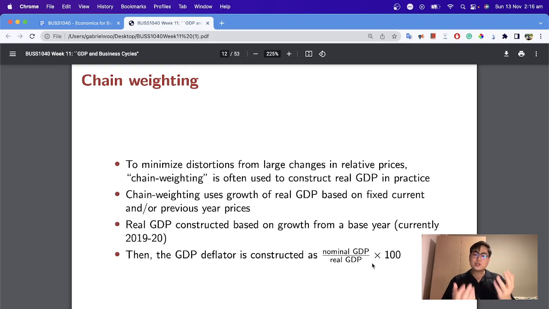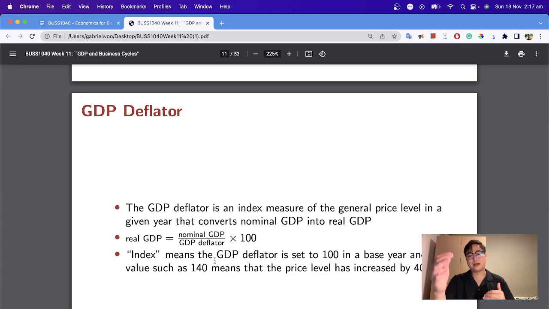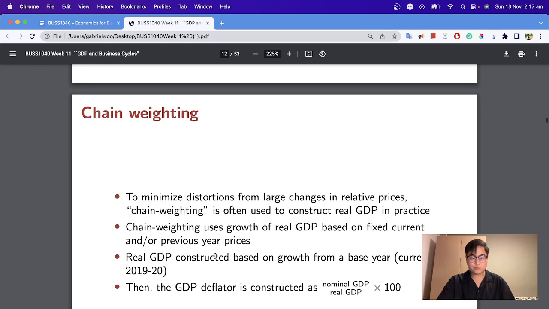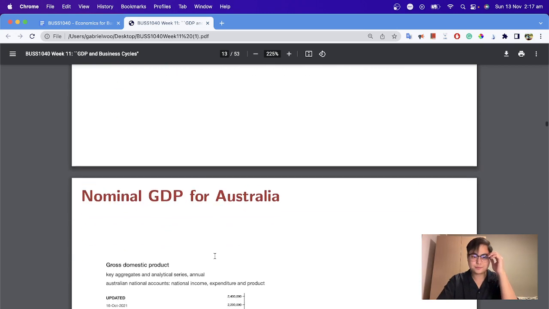All right. So we also talked about chain weighting. This is minimizing the distortion of large changes relative to pricing. Pricing is really a big culprit in throwing off GDP figures, because GDP is denominated in currencies. So chain weighting uses real growth of real GDP on fixed current and/or previous year prices. Real GDP is constructed based on a base year, so the GDP deflator is constructed through nominal GDP divided by real GDP. If you take this and substitute it here, you will cancel out. Okay, you will get GDP equals GDP, which means the formula makes sense.